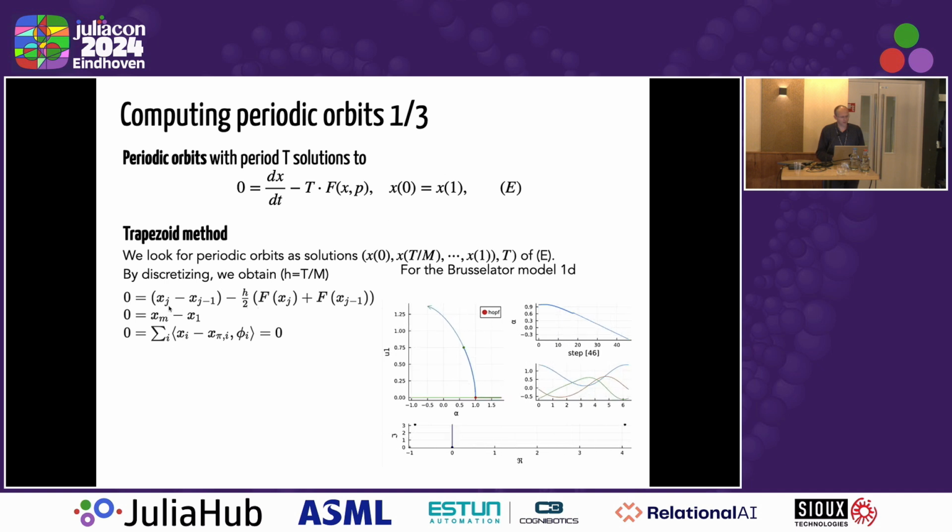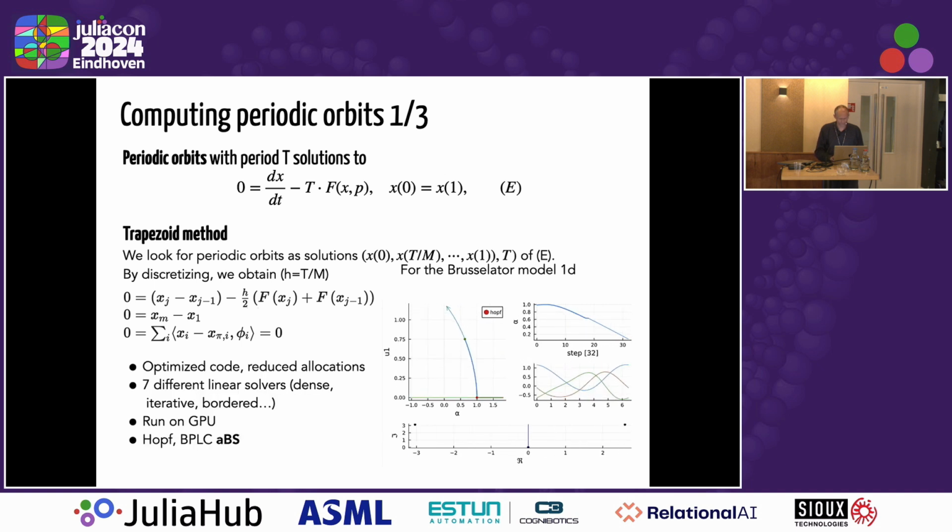Very briefly, you recognize here the time derivative. This is the part. And then we have minus h, which is T over M. And because we have a trapezoid method, we have half of the mean of these 2 neighboring slices. Here we have the periodic boundary condition. So that's this one. And then we have a phase condition because every translated version of a periodic orbit is another one. So if we want a non-singular problem, we need to add this.